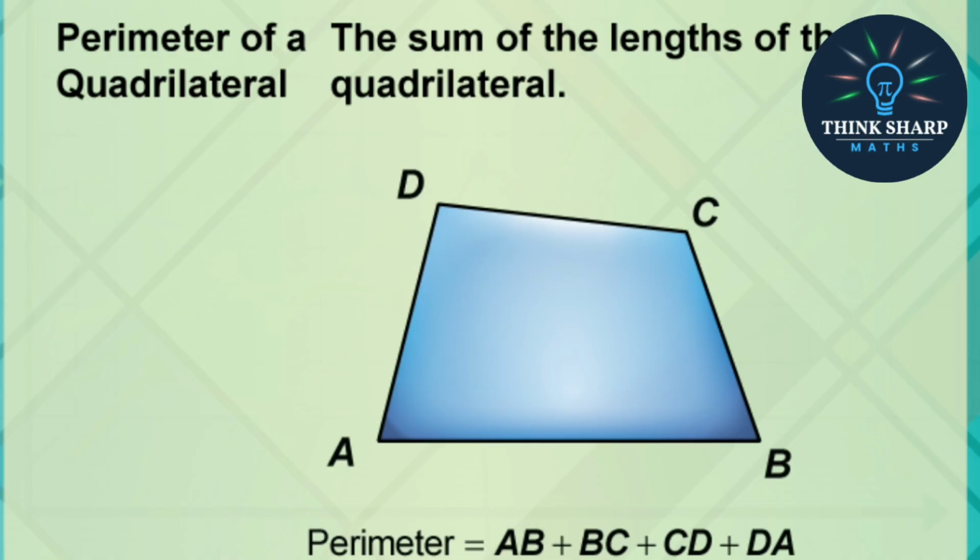Now we are going to the perimeter of a quadrilateral. Perimeter of a quadrilateral means what? Just we have to add all the edges. Okay, we have to add the boundaries, that is called the perimeter of the quadrilateral. Whenever we have to find the perimeter of any figure, we just add the edges.